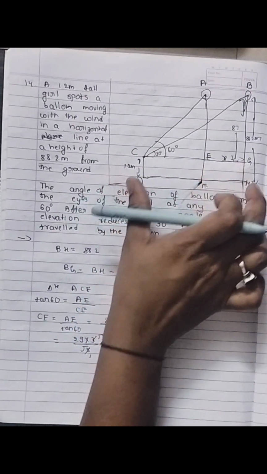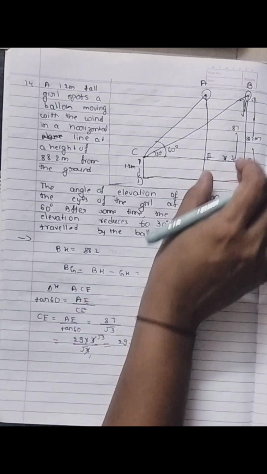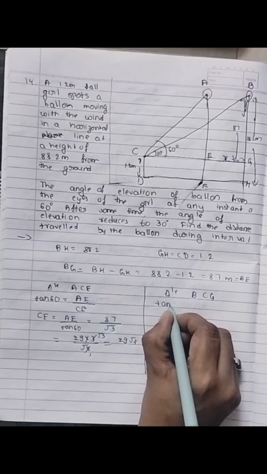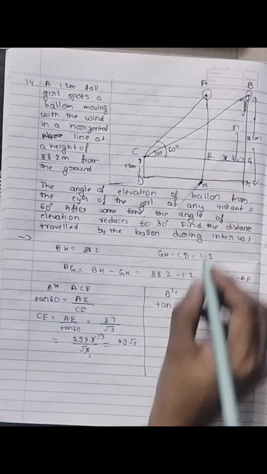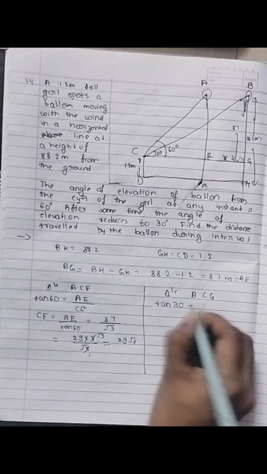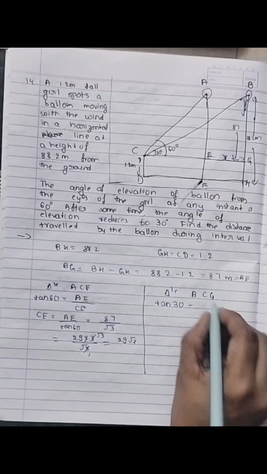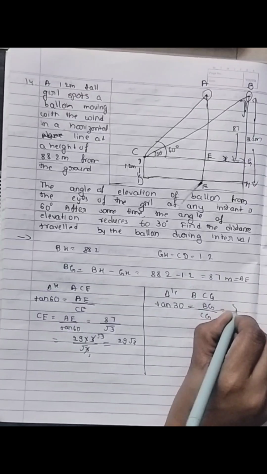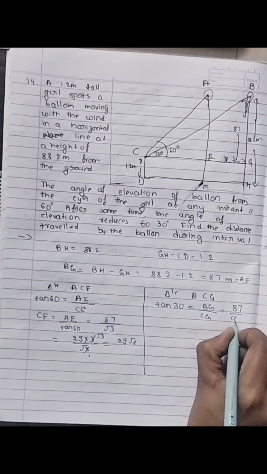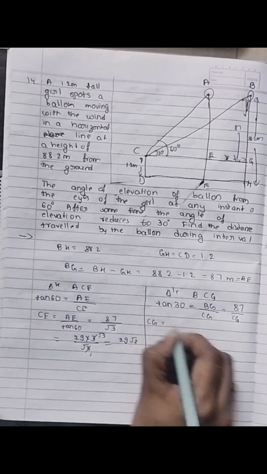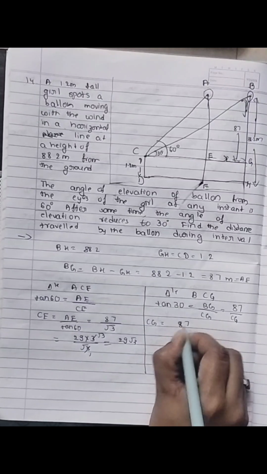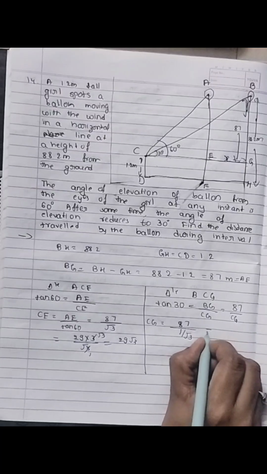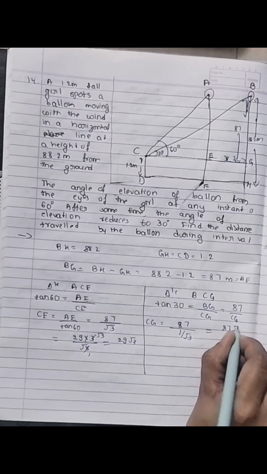So next find out the distance CG, so that we can calculate the EG required. So in the triangle BCG, again applying the tan function. The angle of elevation is changing to 30 degrees. Tan 30 is equal to BG by CG. What is BG? BG we have got as 87. So CG we have to find out. So CG is equal to 87 divided by tan 30. Tan 30 is 1 by root 3, and upon simplification it will be 87 root 3.